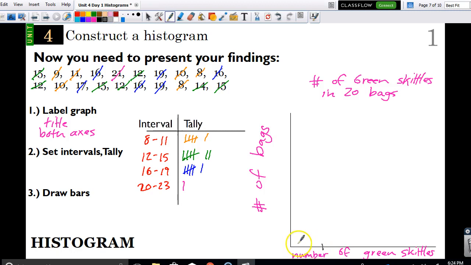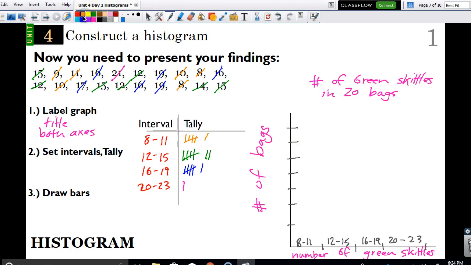Okay, now what we need to do is set the intervals down on the axis. So I'll label this, and this is from 8 to 11. That's my first interval. Then I go to the second interval, which is 12 to 15. Third interval is from 16 to 19. And finally from 20 to 23. And I'll label my vertical axis with 1, 2, 3, 4, 5, 6, 7. Seven was the biggest tally I had, so I only need to go to 7.